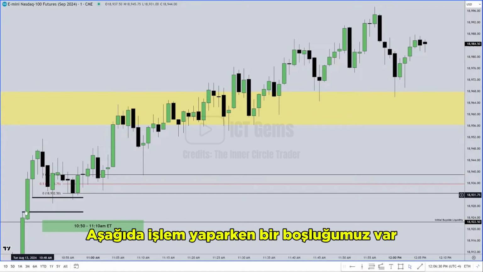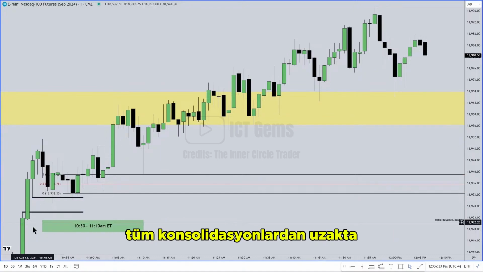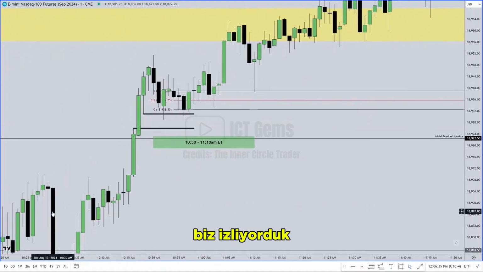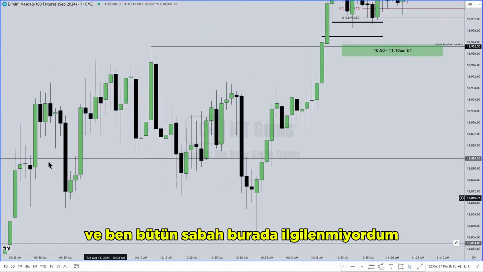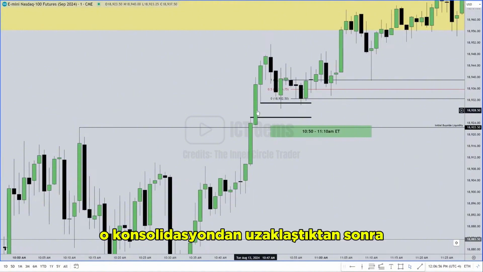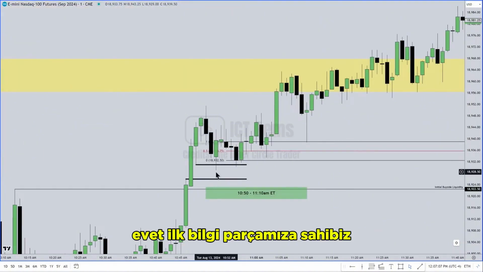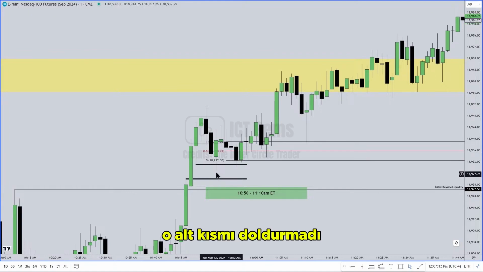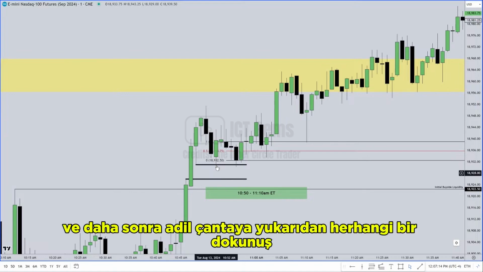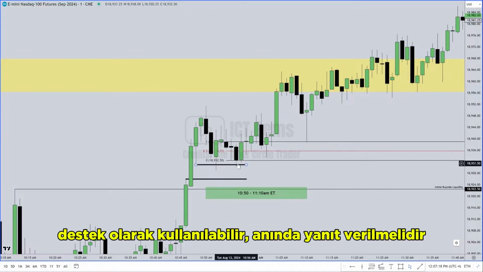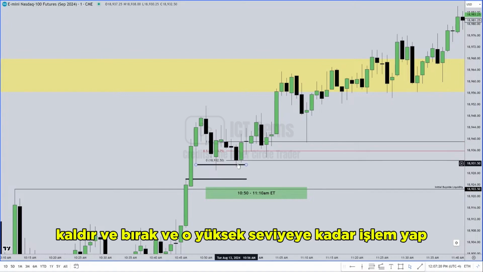We do have a gap, but it happens to form after a breakaway from all the consolidation that we were monitoring and I was not interested in all morning here. This gap forms after that breakaway from that consolidation, which is classic. So at 10:52, we have our first piece of information. Yes, price did trade down in there. Yes, it did not fill that lower portion. And any subsequent touch of the fair value gap high can be used as support. It should be immediate response, take off and leave it, and trade to that high.